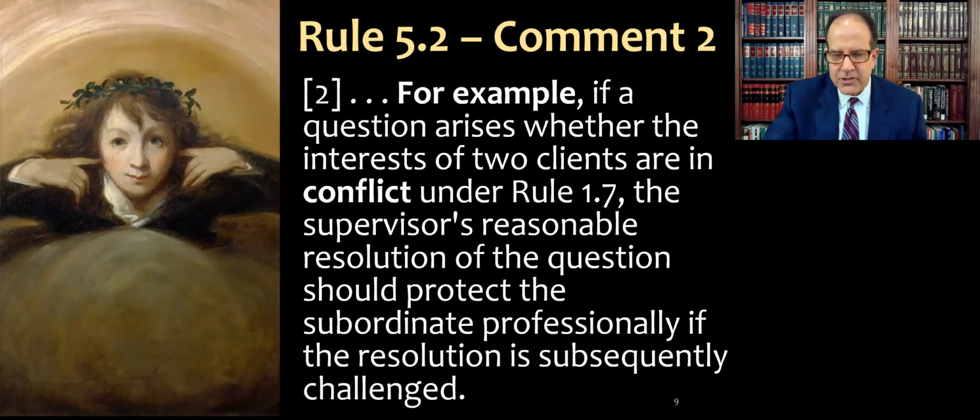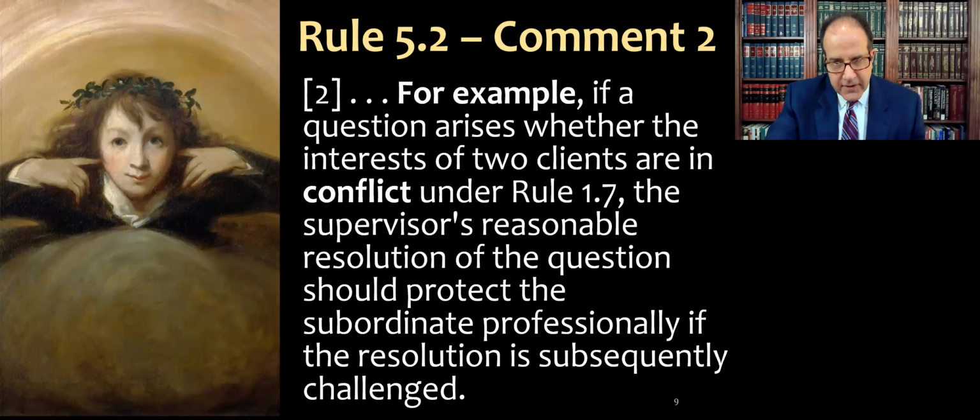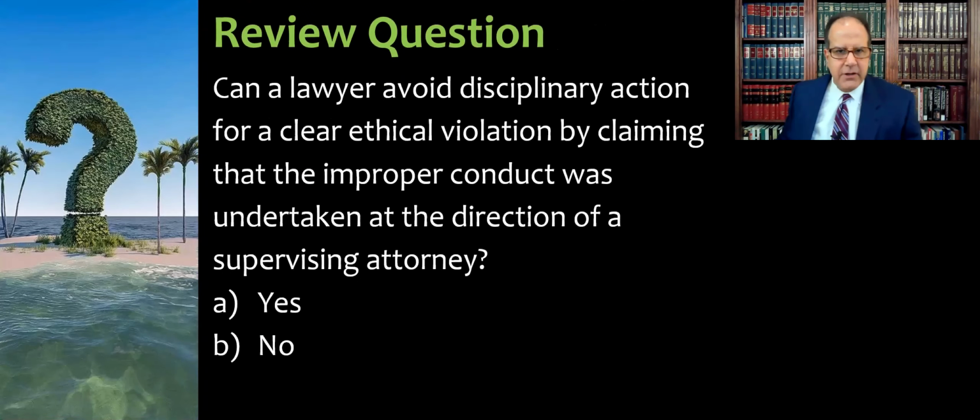So, here's our second example. Again, pay attention to these, and this is in comment 2. If a question arises whether the interests of two clients are in conflict under Rule 1.7, so conflict of interest, lots of ambiguity under that rule, the supervisor's reasonable resolution of the question should protect the subordinate professionally if the resolution is subsequently challenged. Okay, so I think you get the idea.